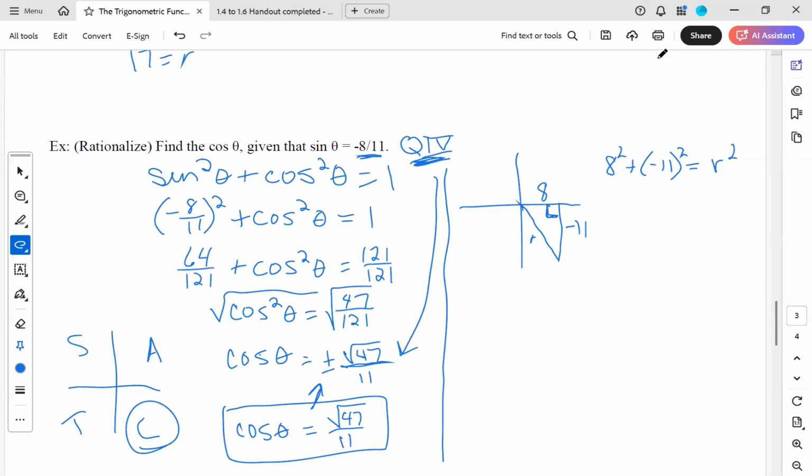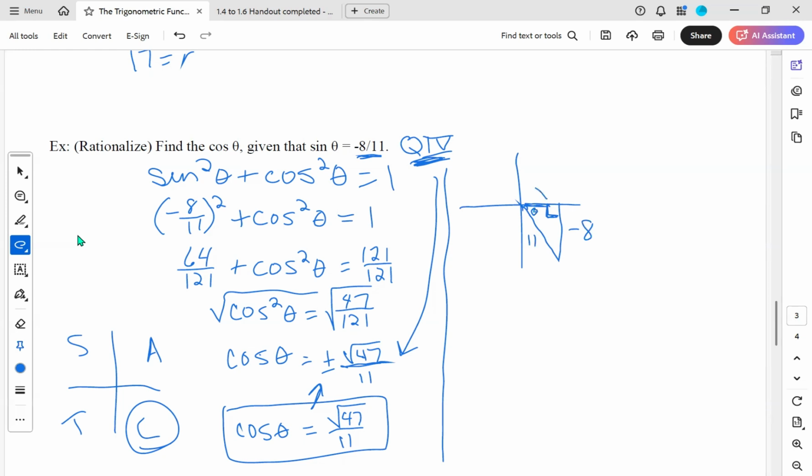Okay, I gotta go back. Let me get rid of this because I was thinking x and y and not thinking the way I need to think. So that's not right, and that's not right, and this is not right. All right, so here's my theta. Sine is opposite, so this would be -8 over 11. R is always positive, just in case you're wondering that.